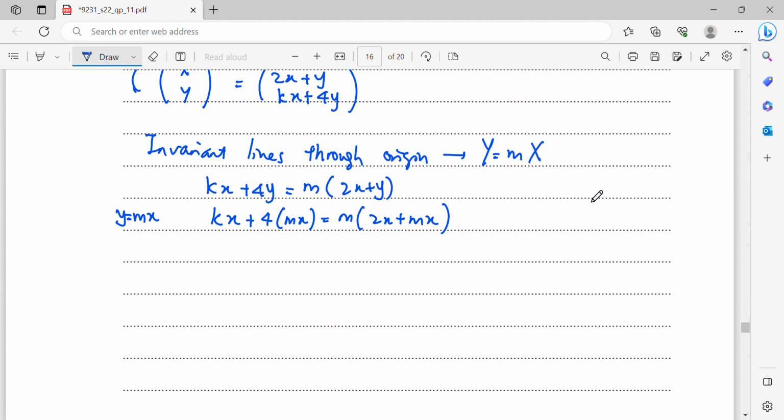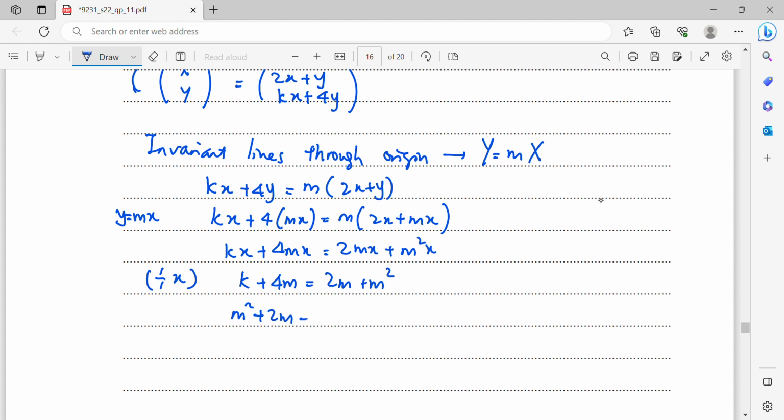Okay, so you do expansion. Kx plus 4mx equals to 2mx plus m squared x. Now before you rearrange, you will notice that all the x can be cancelled off. That means I will divide by x first. So I will get k plus 4m equals to 2m plus m squared. Now you will get the quadratic equation in terms of m. Now rearrange this, m squared plus 2m minus 4m minus k equals to 0.